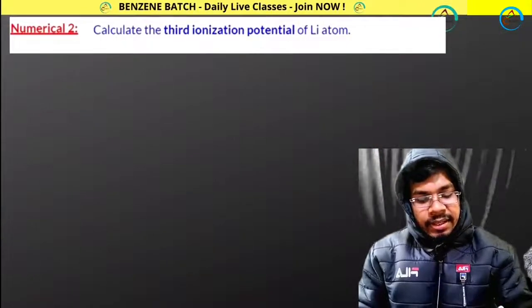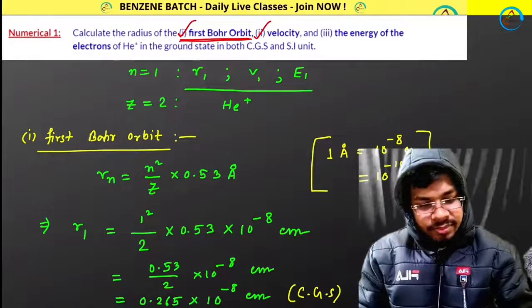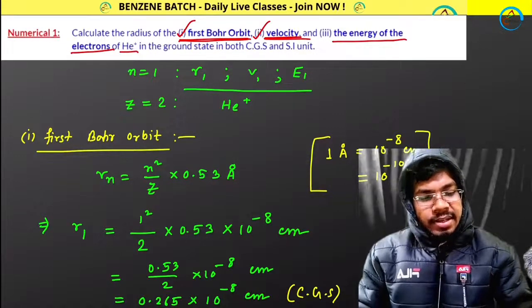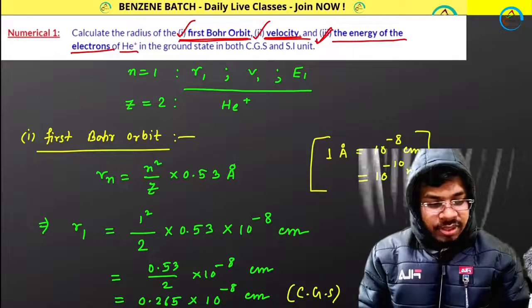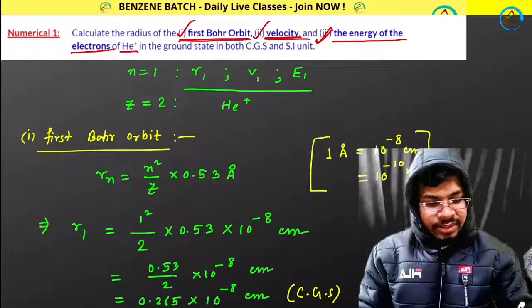Next, this is done. Velocity is done. Number 3 is the energy of the electron for helium plus ion. So the energy of the electron means you have to calculate now the energy of the system. You have to calculate the energy. How would you calculate that?